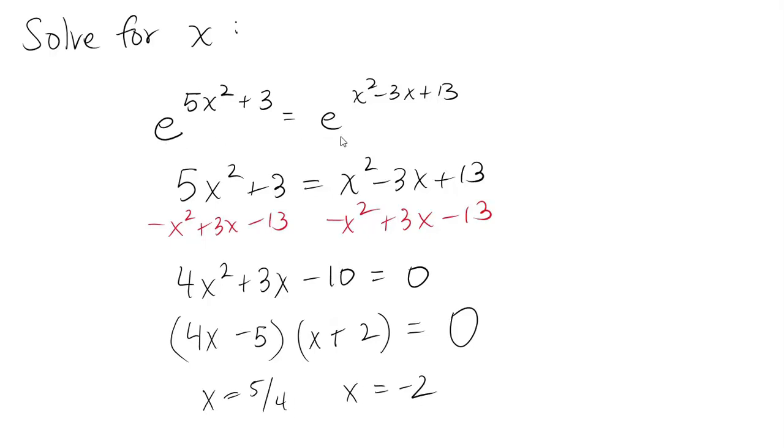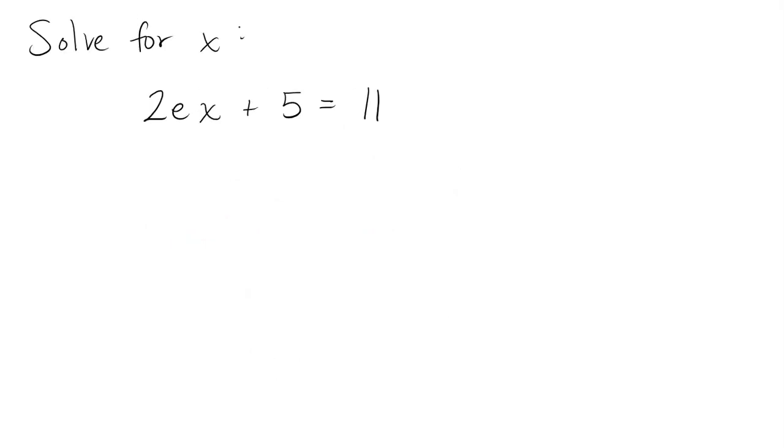We wouldn't do this any differently if the base had been 2, or if the base had been 7, or in fact any positive number not equal to 1. This isn't an exponential equation. I've just used e as part of the coefficient of the variable. We're going to solve this equation for x. It says 2ex plus 5 equals 11. Well, if this said 2x plus 5 equals 11, you wouldn't hesitate. You'd subtract 5, you'd divide by 2, that solves for x.